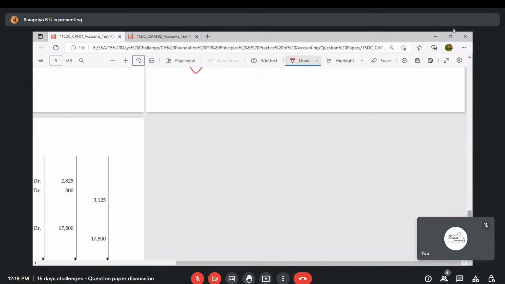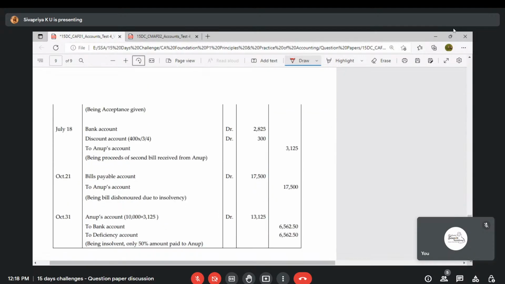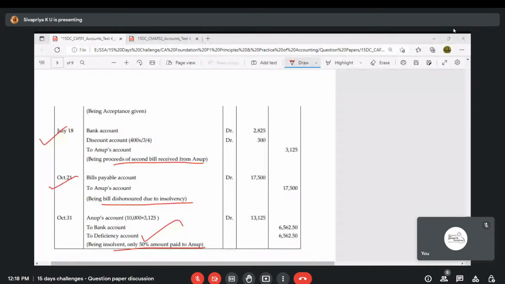Okay. And then that person become insolvent. So the proceeds of second bill received by Anup. So bill dishonored due to insolvency. Insolvent ஆனாரு அதுல இருந்து எவ்வளவு receipt, only 50% of the amount is paid to Anup. Balance to deficiency account க்கு கொண்டு போ. So is it clear? Any doubts?